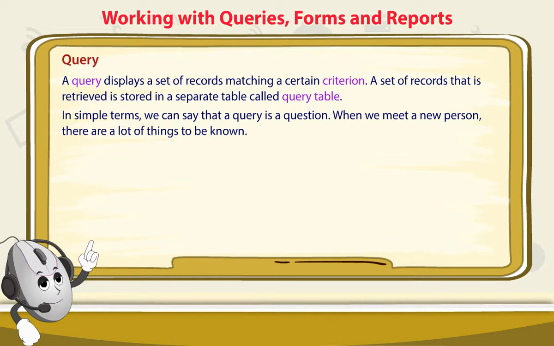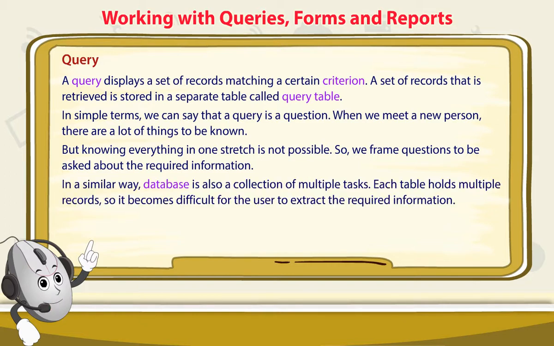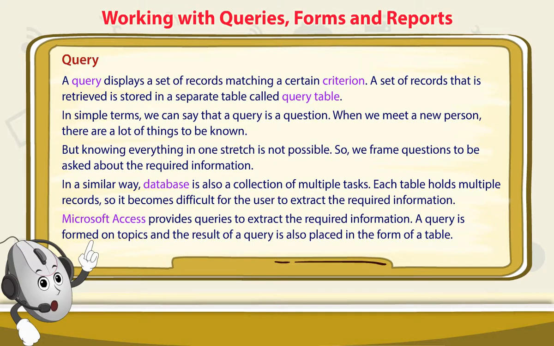When we meet a new person, there are a lot of things to be known. But knowing everything in one stretch is not possible. So, we frame questions to be asked about the required information. In a similar way, a database is also a collection of multiple tables. Each table holds multiple records, so it becomes difficult for the user to extract the required information. Microsoft Access provides queries to extract the required information.